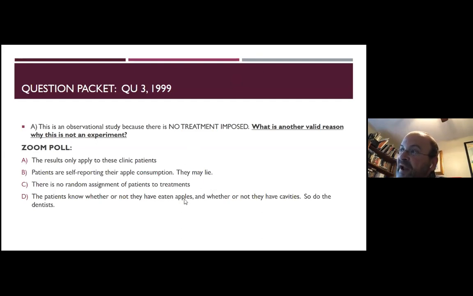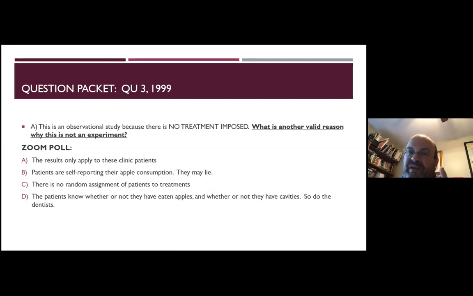There is no random assignment of patients to treatment. Let's be clear about the other elements here. The results apply only to these clinic patients, so that does limit the scope of the study. Patients are self-reporting their apple consumption, they may lie. Okay, so that might make it a bad study, but it's still a study. And the patients know whether or not they have eaten apples, whether or not they have cavities, so do the dentist. So this sort of gets into, if it were an experiment, it wouldn't be blind, right?